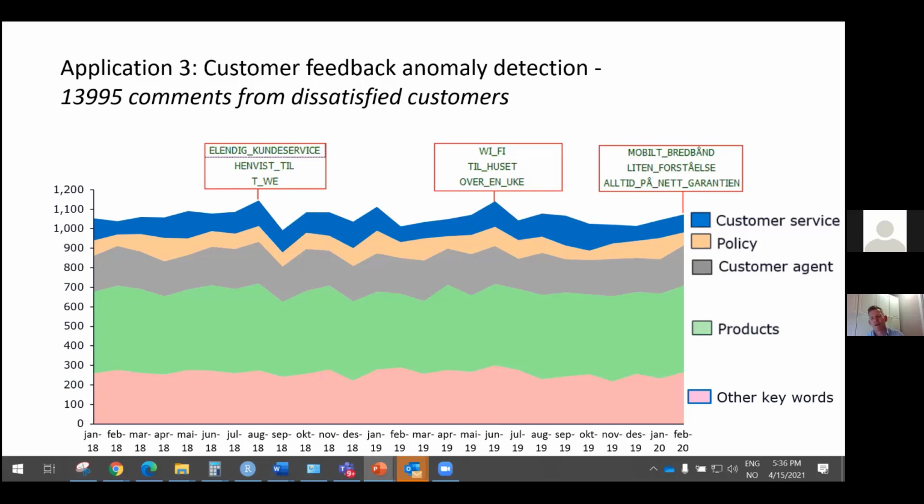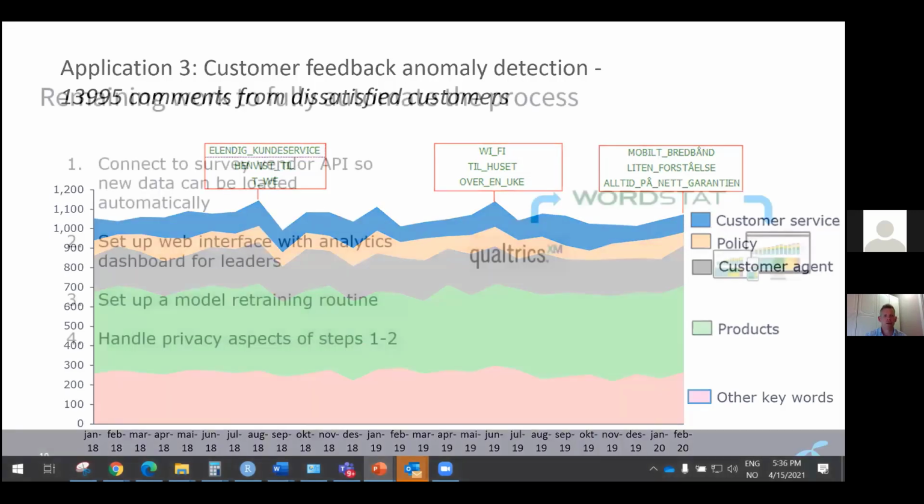WordStat also has an anomaly detection functionality, as I will call it, where you can check for words that are coming up unusually often in a data set. You can also use this for this purpose. You can also dig deeper and look into what particular words are unusually frequent for a certain time period. So we're starting to create tools that enable us to monitor the customer data in a much better way than before. Okay, so that's it.